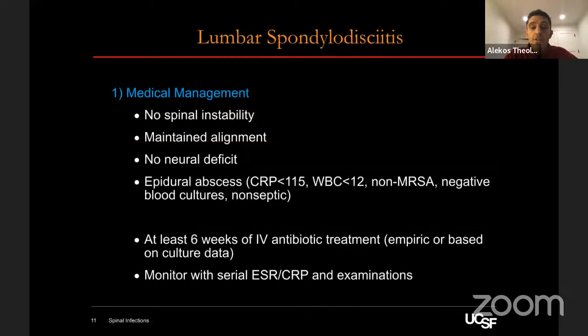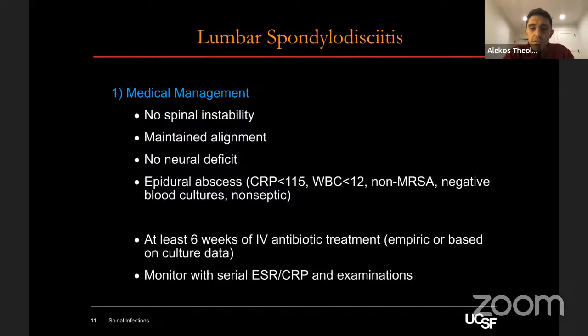First thing to consider is those patients who can be treated medically. I think if you can treat them medically successfully, that's a win for everybody. I think patients who are amenable to this non-surgical approach are those who have no spinal instability, who have maintained alignment, who don't have any associated neural deficits. And for those patients who have concomitant epidural abscesses, there are some systemic and laboratory findings that may push one in the direction of treating them non-operatively: a lower CRP, no presence of leukocytosis, a non-MRSA infection, negative blood cultures, non-diabetic, and those who don't have signs of systemic infection.